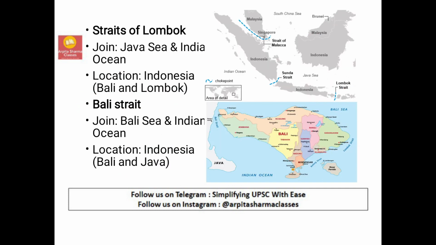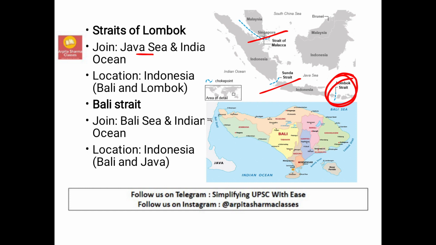Next are the Straits of Lombok and Bali Strait. Straits of Lombok, so you can see the Lombok Strait here. You have already seen the Sunda Strait and the Strait of Malacca in the previous lecture. Because this region is totally disputed now, whatever sea, island or strait is present in this region becomes important. So we have taken this smaller strait also, that is the Lombok Strait.